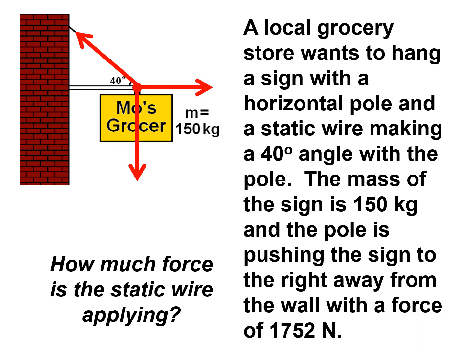First of all, let's figure out the force of gravity, because we have the mass but we don't have the force of gravity. The force of gravity is equal to mass times 9.8. So 150 times 9.8 gives me 1,470 newtons. Now I have the force of gravity acting down. The problem tells me the force to the right, which we're going to call force 1, is 1,752 newtons. So we need to figure out force 2, which is up and to the left.